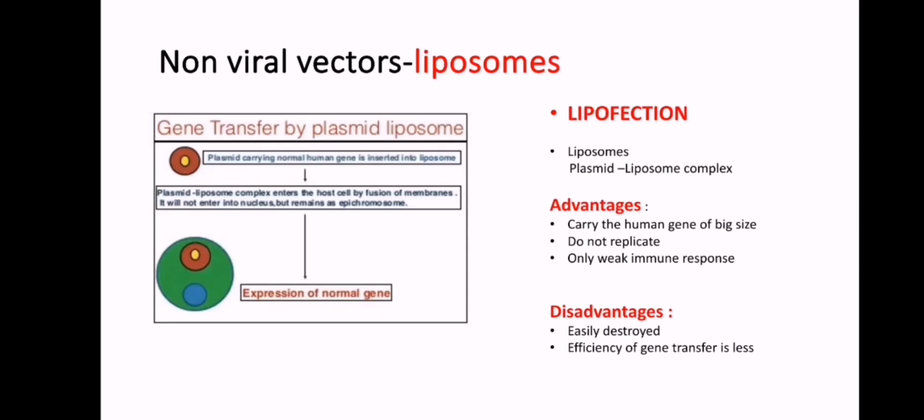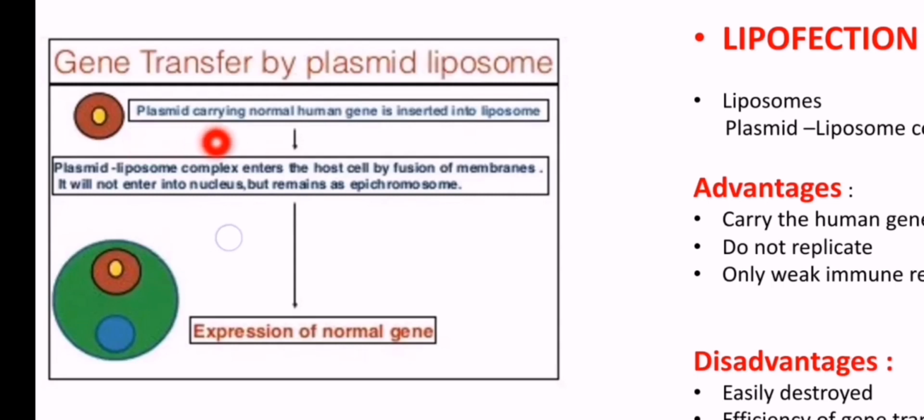Coming to the other set of non-viral vectors, which are liposomes. The plasmid carrying normal gene is first inserted into the liposome and you can find the liposome plasmid complex here. And the plasmid liposome complex enters the host cell by fusion of the membranes and it will not enter into the nucleus. This is very particular. It will not enter into the nucleus but will remain as an epichromosome outside the nucleus. So it is staying as a different unit and it will start expressing the normal gene in it.